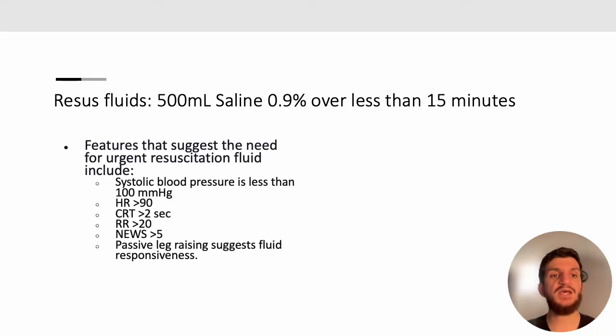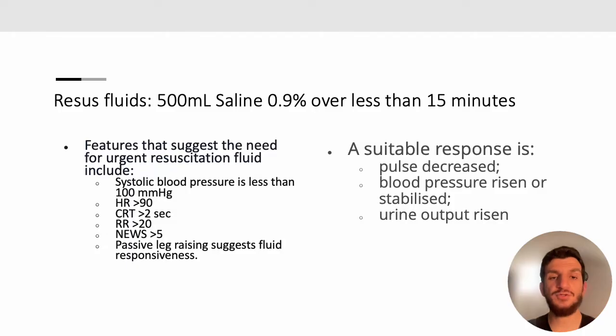So features that suggest that they may need urgent fluid resuscitation include a low blood pressure, tachycardia above 90, cap refill time more than 2 seconds, respiratory rate of more than 20, NEWS over 5, passive leg raise test. I'll direct you to read up on that in your own time. But all these are signs that the patient may respond to fluid. So what do we do? We give them a 500 ml fluid challenge as quickly as we can, really. And for a suitable response, we're looking at signs that they've improved as a consequence. So, your pulse has decreased, your blood pressure's come up, or your urine output's risen. So I don't really need to reiterate.